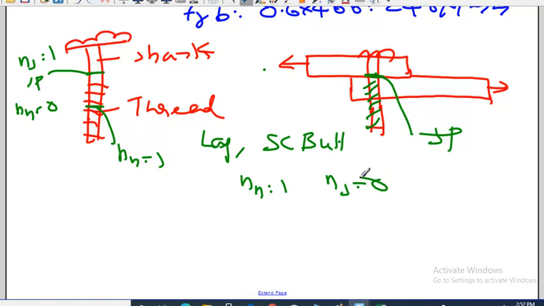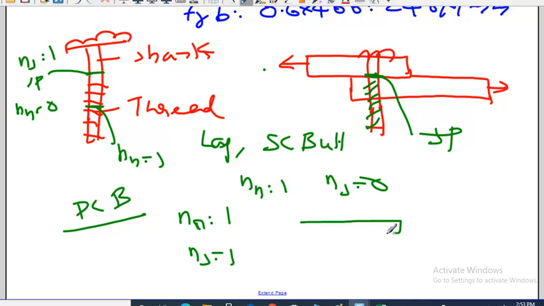Assume that in a lap joint and single cover butt joint, there will be only one shear plane, and that shear plane will be within the thread area. So Nn is equal to 1, whereas Ns is equal to 0. Whereas in a double cover butt joint, DCB, there will be two shear planes. Nn is equal to 1 and Ns is equal to 1.